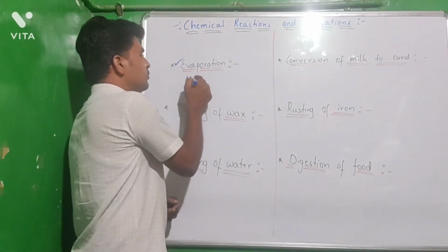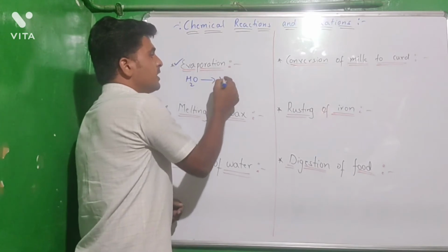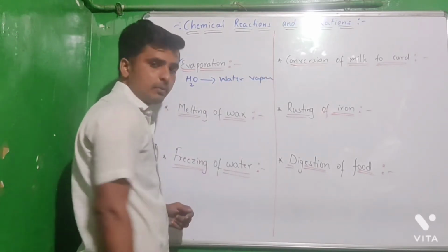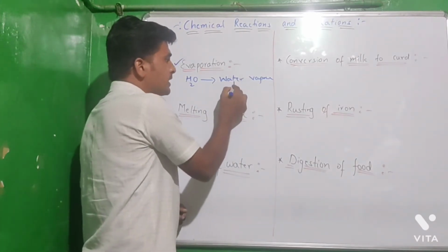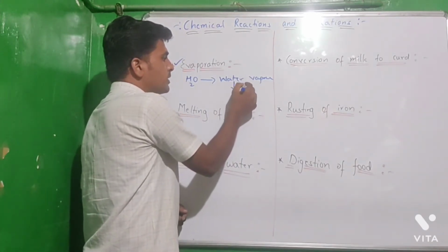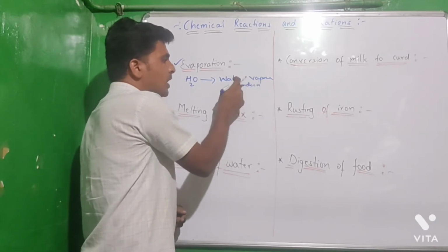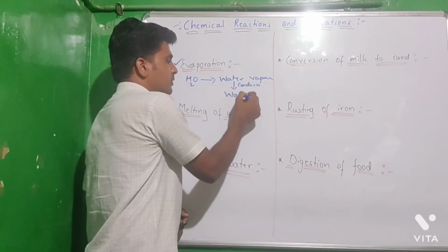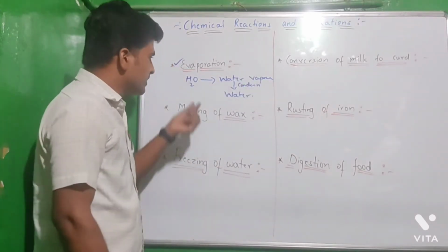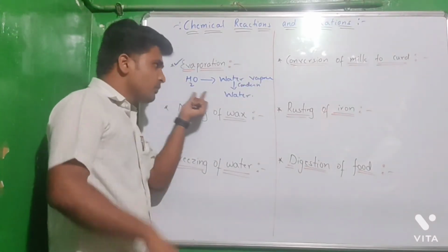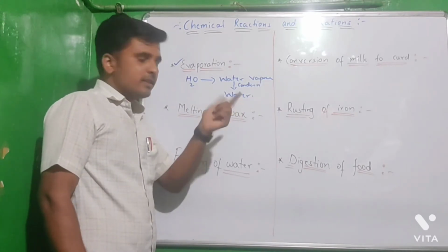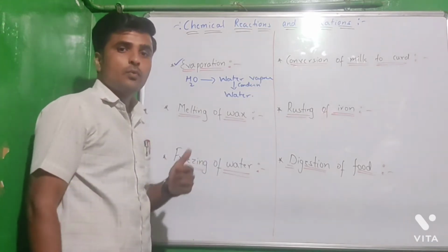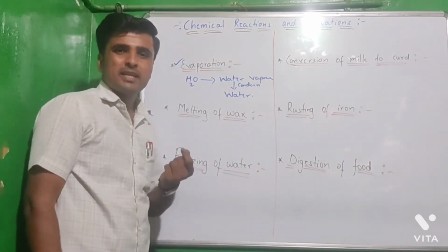If water evaporates, it forms water vapors. If we condense the water vapors, means if we cool the water vapors, again we get the water. From water again we get water. Then let us take the second example, that is the melting of wax, means the melting of a candle.